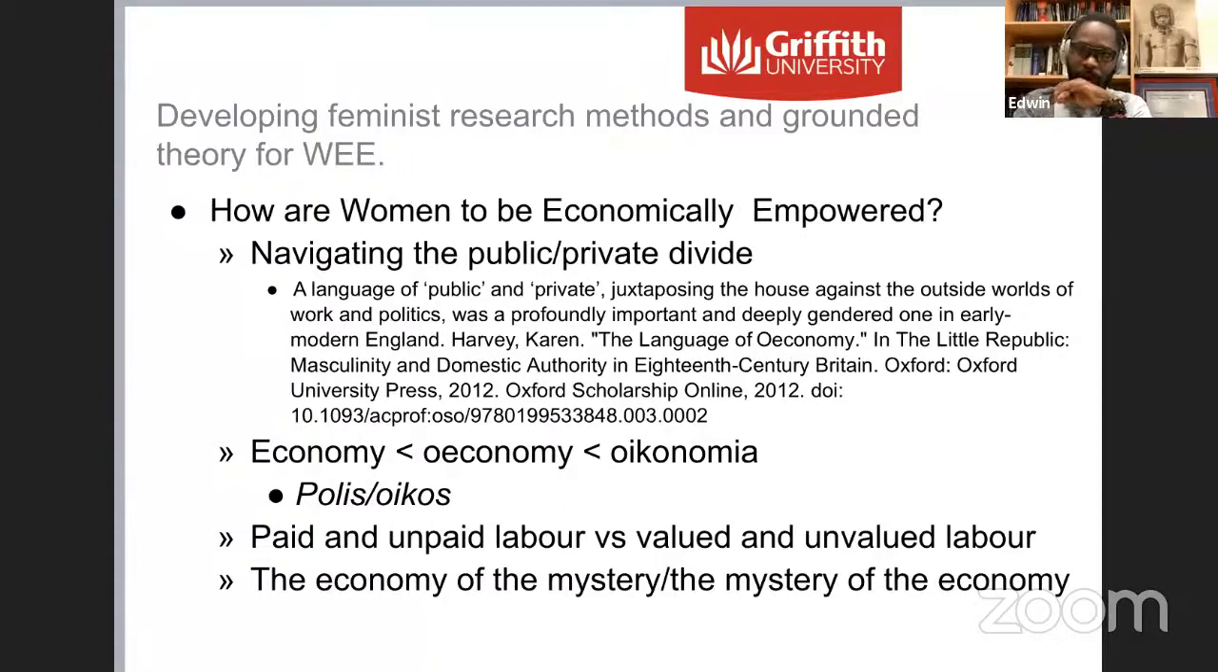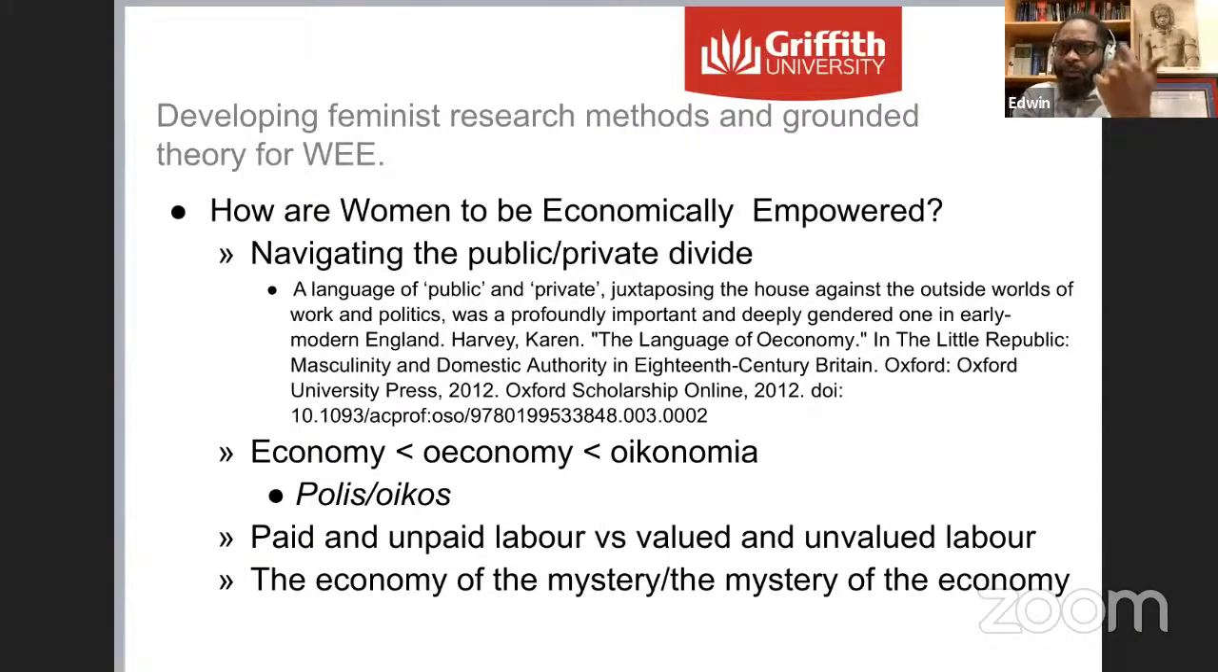So, how? So I talked about the what, the why. Now it's time for how are women to be economically empowered? So in this context of developing feminist research methods to achieve that general outcome, to get women into jobs and to get women into business, how are we going to do this? Starting with the labor of thinking. So we have the ideas and we need to use these ideas practically.